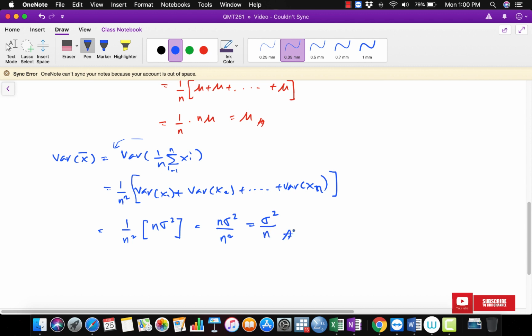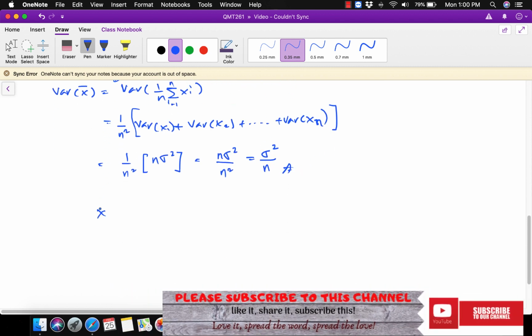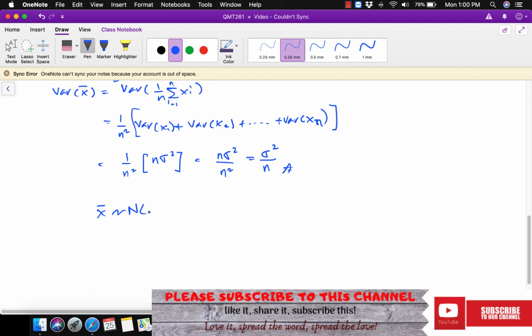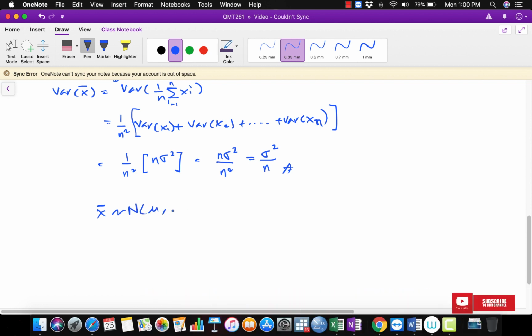So we prove that the sample mean X bar is going to be normally distributed with mean equal to mu and variance equal to sigma squared over n.